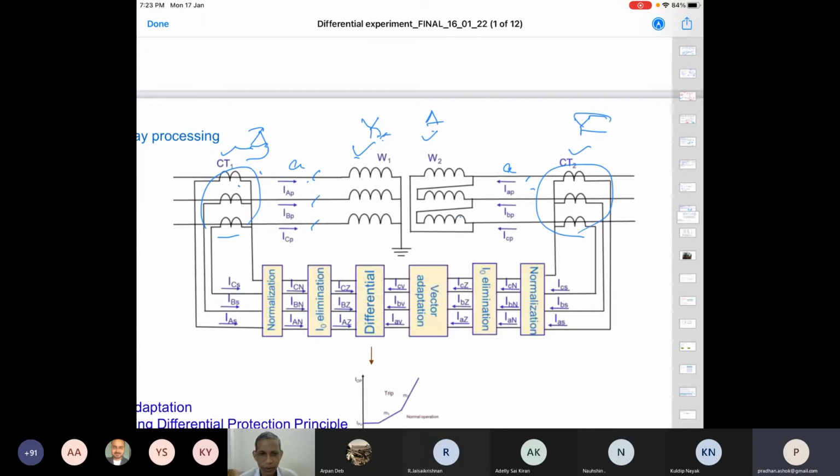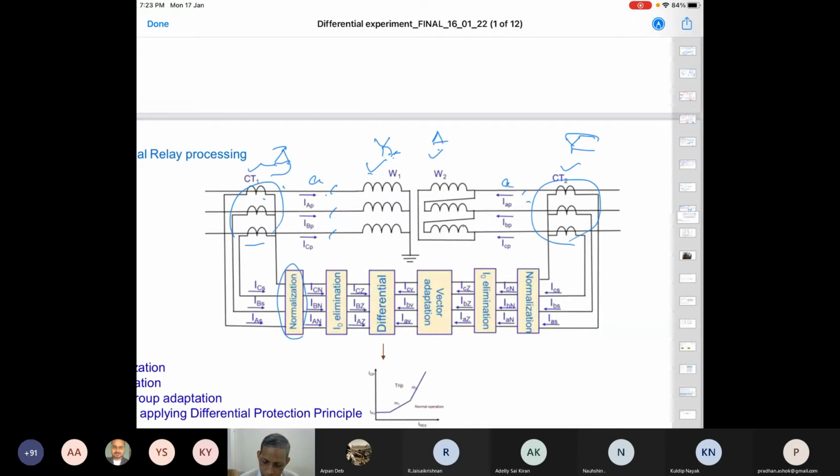So what we see here is that we normalize it with a scaling factor. What normalization? Rated current. We deduct the corresponding zero sequence current, if it is there. From this side, we again normalize, that is, divide by the rated current, the rating of the winding. We also subtract the corresponding zero sequence from here blindly. On the delta side, there is no zero sequence current, so forget about that.